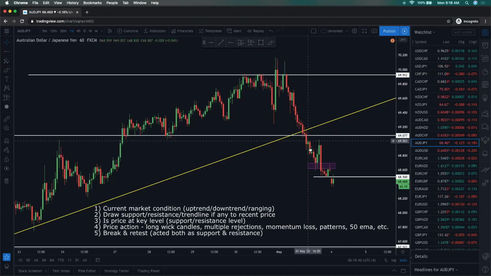Price action could be the retest, and then some momentum loss. Later, I'm going to talk about the EMAs, but for now not to worry. And then we wait for the break and retest to confirm our bias, or to confirm our sell or buy. We always wait for the pullback or the retest. So I hope that is clear.